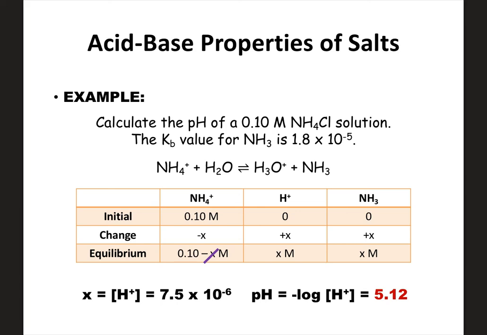So this is the basic gist of how you would go about doing a pH problem involving a salt. It just requires you to analyze that salt, figure out whether it's going to produce an acidic, basic, or neutral pH, and then figure out the equilibrium reaction that's going to take place. And then you do a normal ice table here, plug in, and solve for your pH.